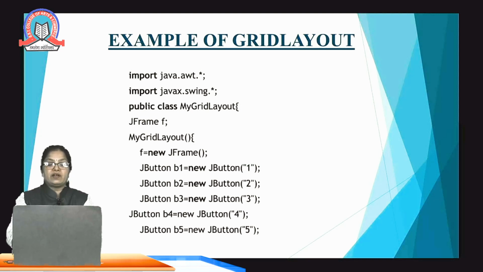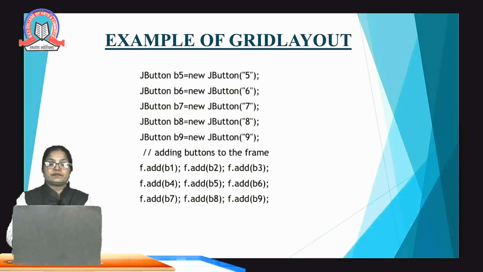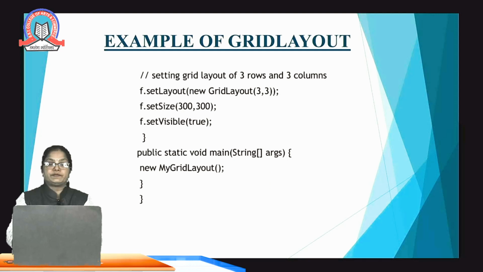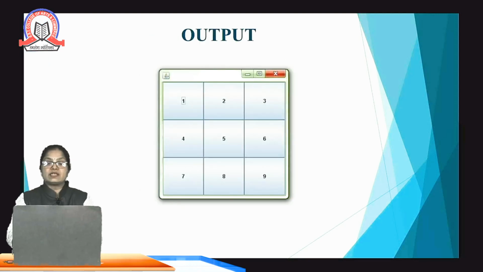This is the example of grid layout. In this example, we are creating 5 buttons, and after creating these buttons, we are adding those buttons onto the frame. So this is the output of grid layout. You can see there are 3 rows and 3 columns.